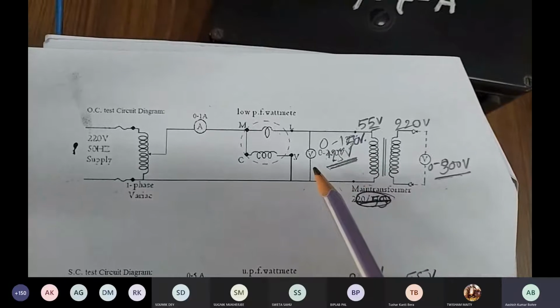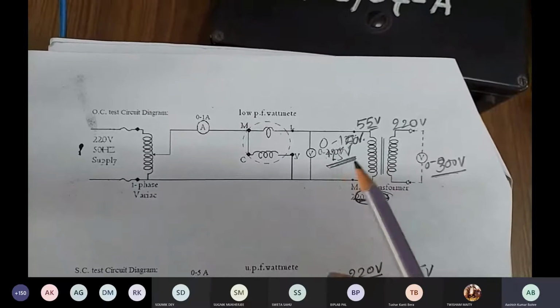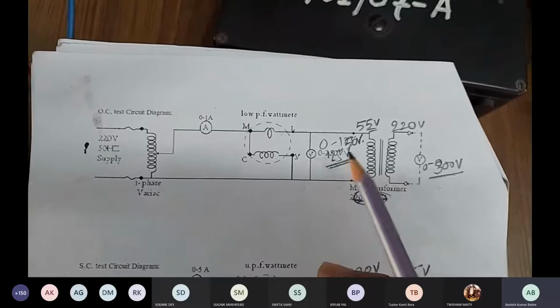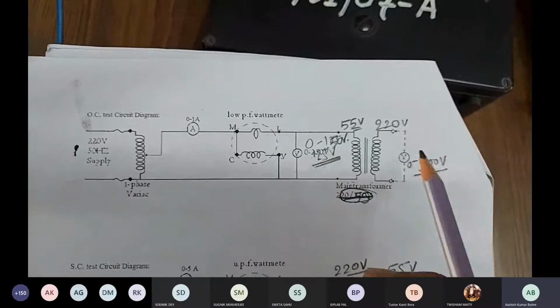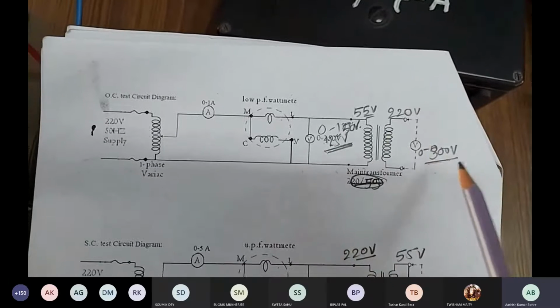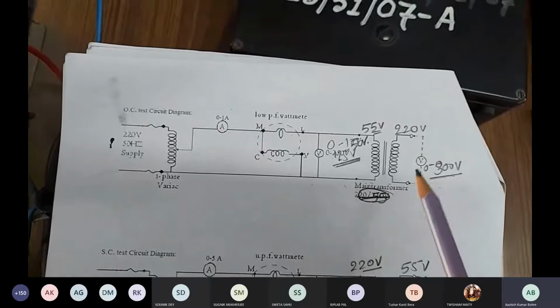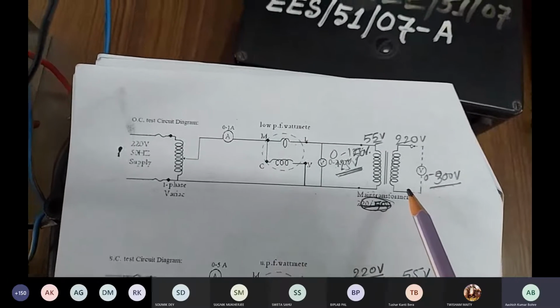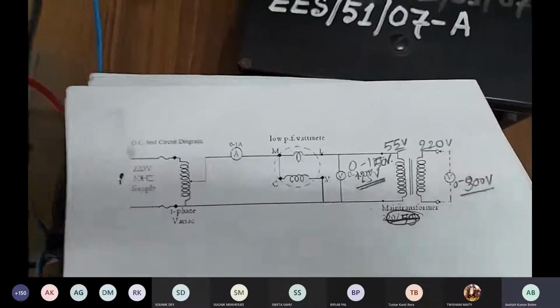The voltmeter we connect on the primary or 55 volt side is 0 to 150 volt, and on the secondary side it is 0 to 300 volt, because the rated voltage on the secondary side is 220 volt. According to this connection diagram we will connect. We will start the connections.